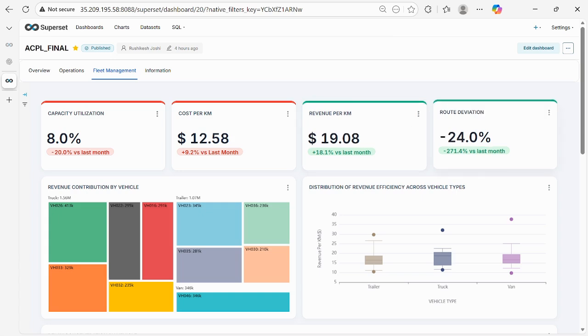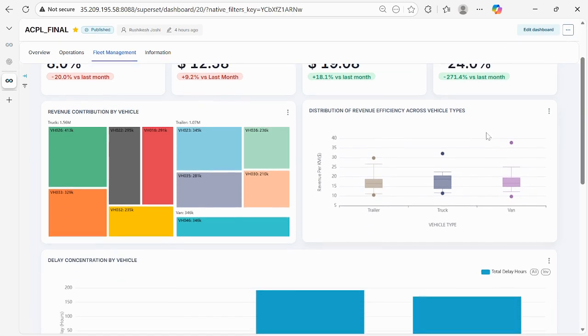Next, we have route deviation percentage KPI, which shows how often vehicles deviate from their assigned GPS routes. High route deviation can increase fuel consumption, delay deliveries, and impact SLA compliance. This KPI helps us monitor route discipline, identify operational issues, and ensure adherence to planned routes.